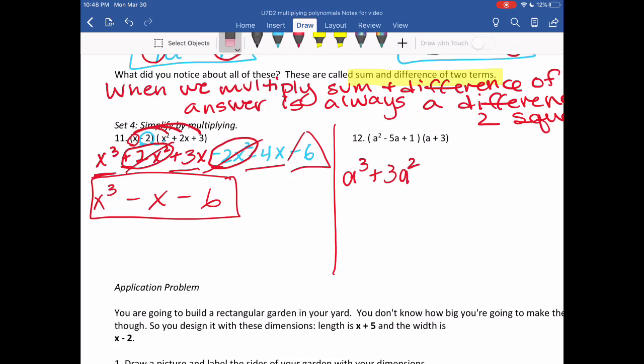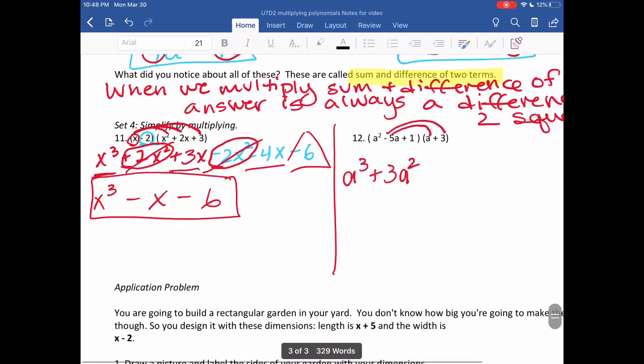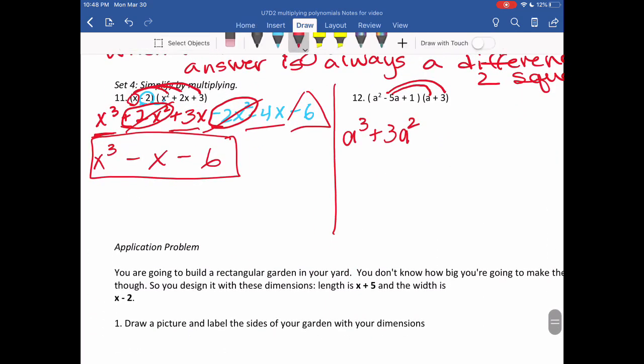Then we're going to take the second term, this negative 5a, and multiply it by every term in the other polynomial. So negative 5a times a is negative 5a squared. Negative 5a times 3 is negative 15a. And then we're going to take the last term in this first polynomial, which is 1, and multiply that by every other term. So 1 times a is a, 1 times 3 is 3.